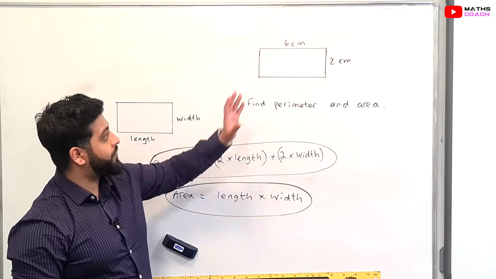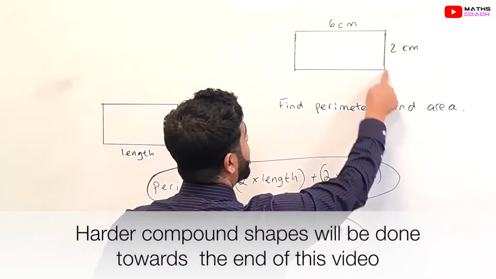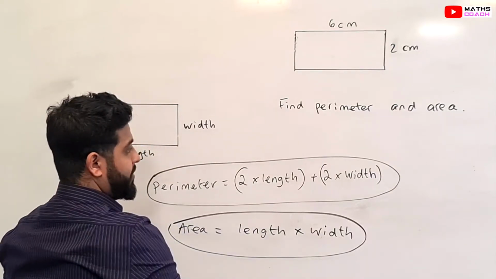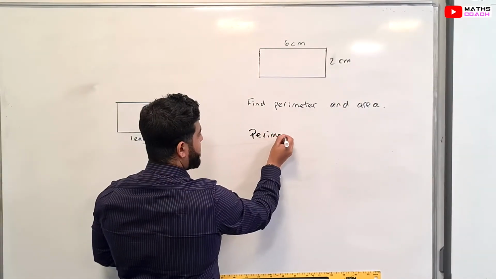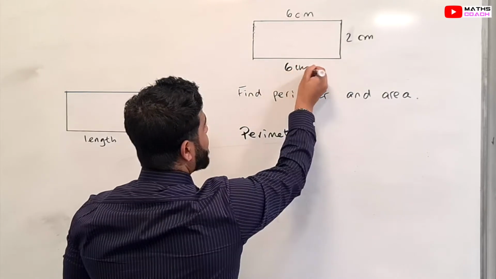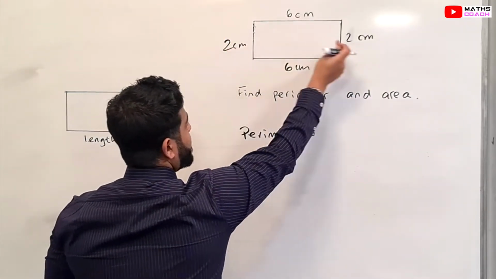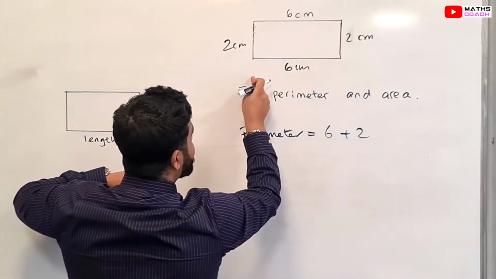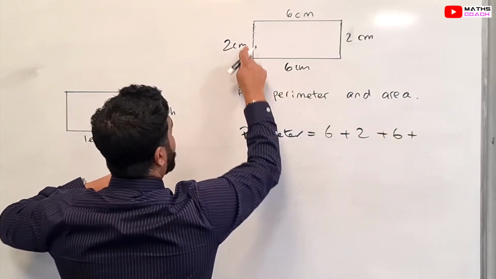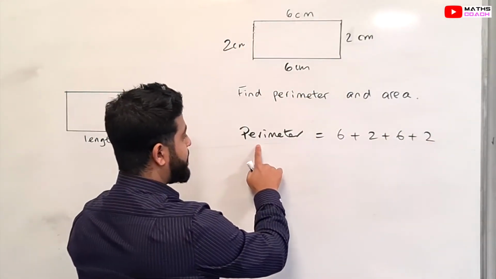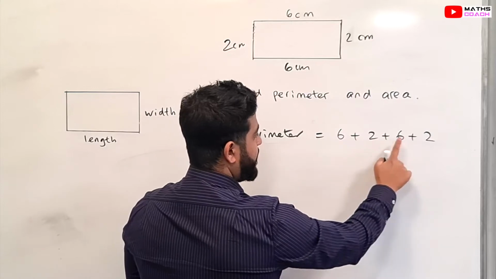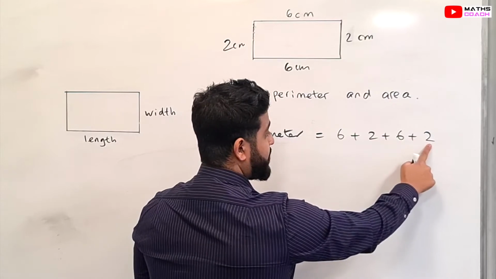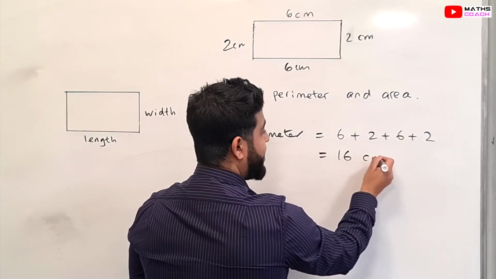Let's apply this to our first question. We want to find the perimeter and the area of this rectangle where the length here is 6 and the width here is 2. So let's rub this off. If we start with the perimeter, remember this is 6 centimeters and this is 2 centimeters. So perimeter is going to be 6 plus 2 plus 6 plus 2. 6 plus 6 is 12, plus 2 is 14, plus 2 is 16. So it's going to be 16 centimeters.